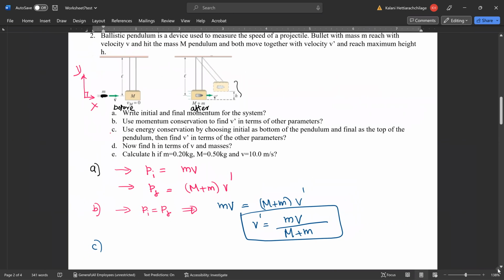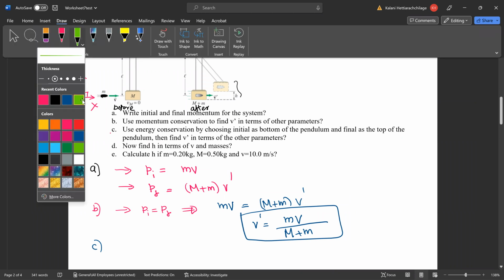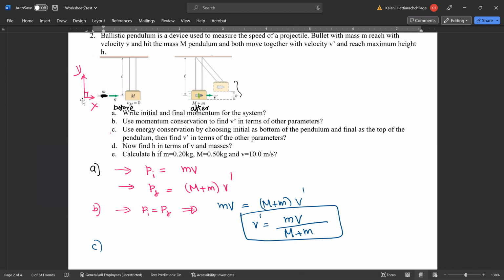Okay, so now we're going to select energy conservation. We don't want the direction, but we need to select initial and final for the moment. I'm going to write this as my initial position, this as my final position. I'm going to choose this as potential energy zero, right? So now I'm going to write the initial information. Potential energy initial is 0. Kinetic energy initial is M plus M V prime squared divided by 2, half M V squared.